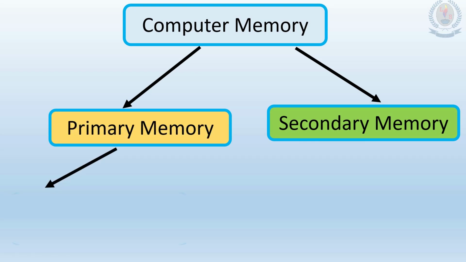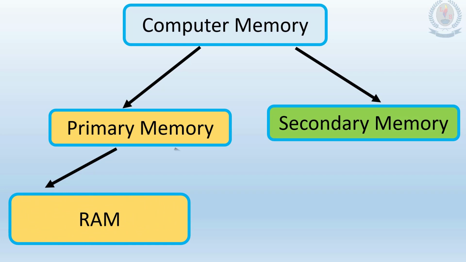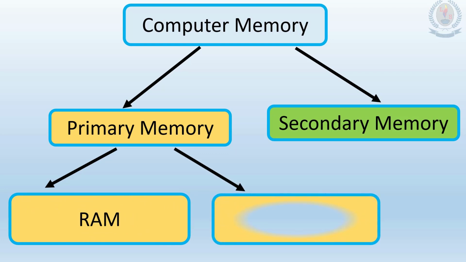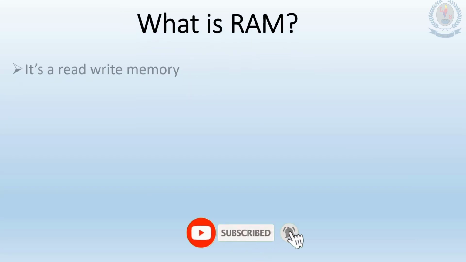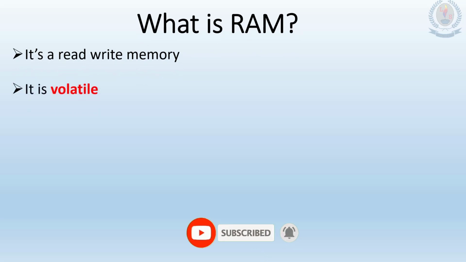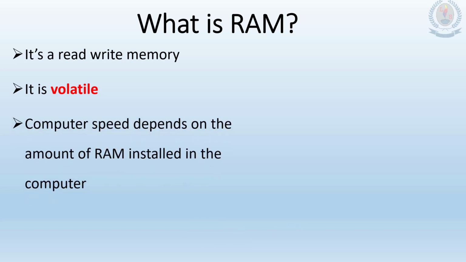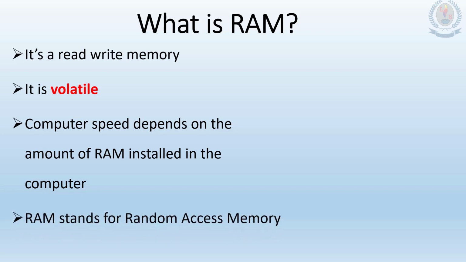Secondary memory and primary memory. When it comes to primary memory, again it is divided into two parts called RAM and ROM. And what is RAM? It's a memory that can have both the permissions read and write, and it is volatile, and the computer's speed depends on this RAM. If you have a larger amount of RAM, the speed of the computer is very high. And RAM stands for random access memory.